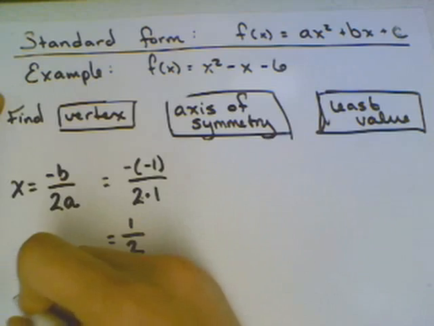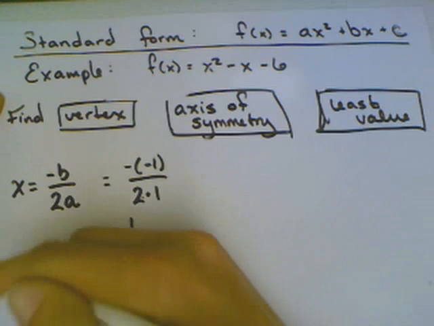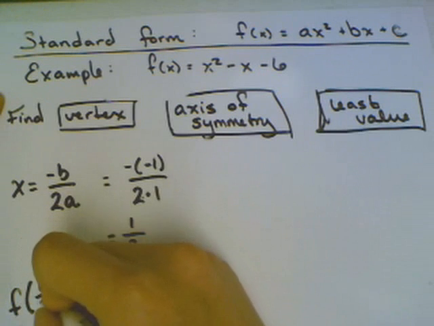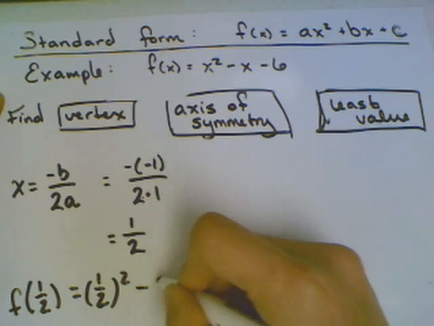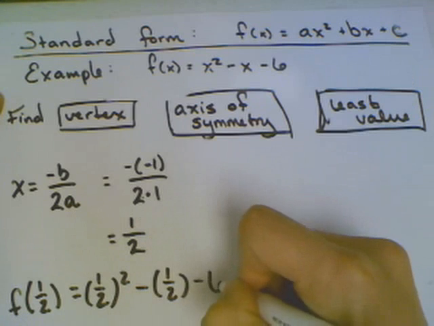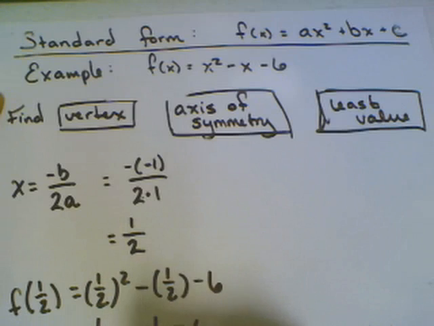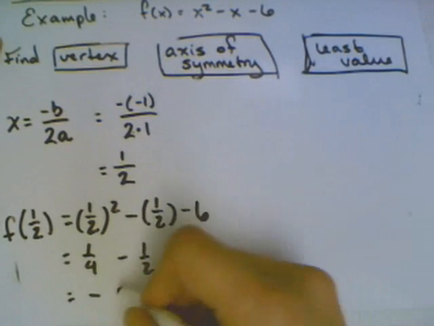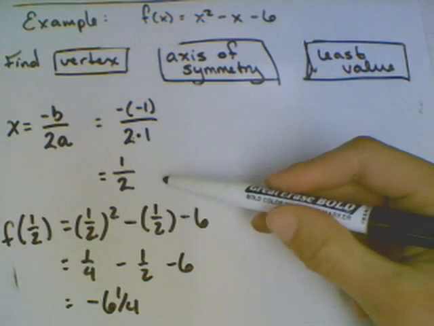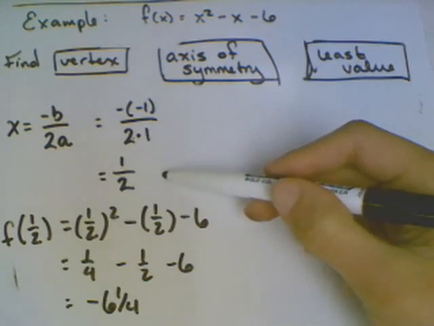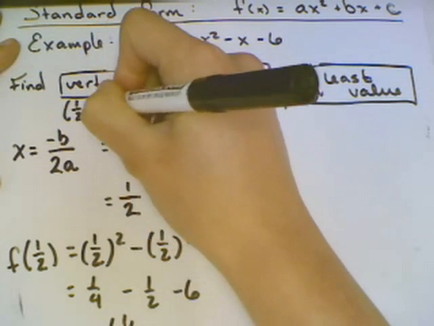To figure out the point that the vertex is at, I need to figure out the y-coordinate of that vertex. And remembering that y is really the same as f of x, I just need to plug 1/2 into the equation above. So 1/2 squared minus 1/2 minus 6. This is 1/4 minus 1/2 minus 6. This is, whoops, you can't see, negative 6 1/4. That means the vertex of my parabola is positive 1/2, negative 6 1/4. So I'll write that here.